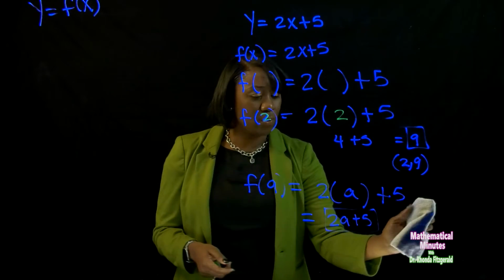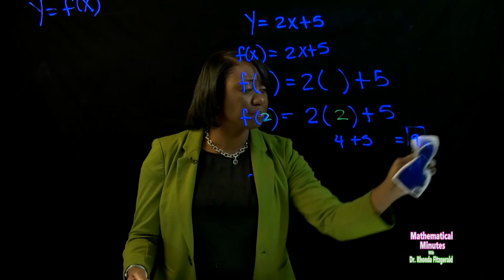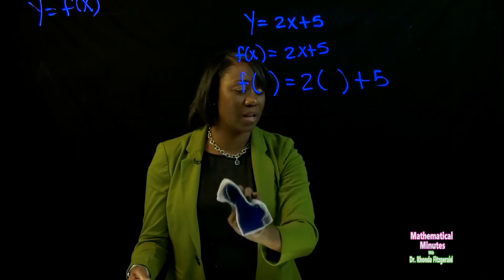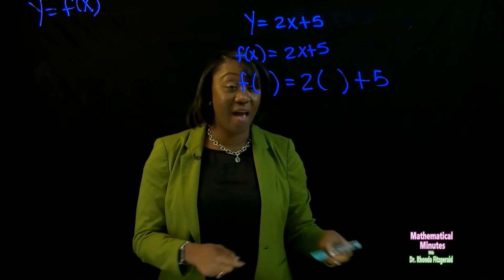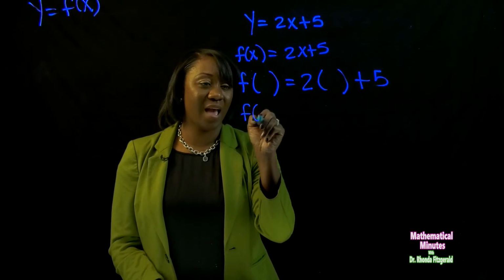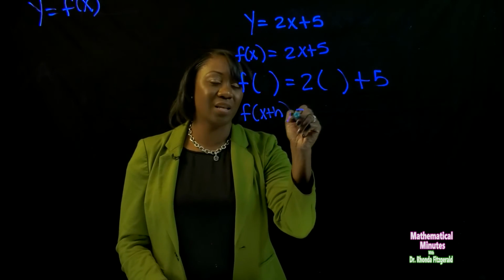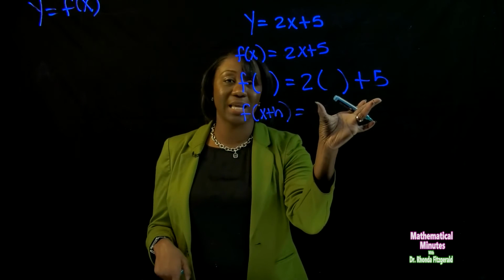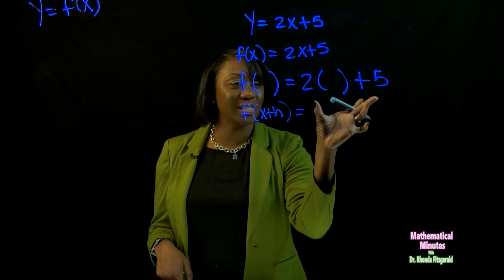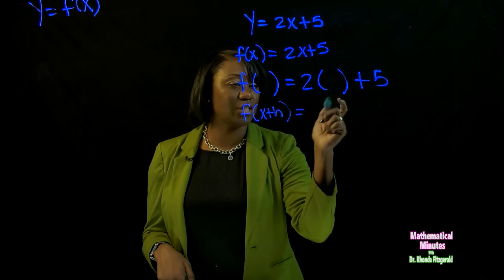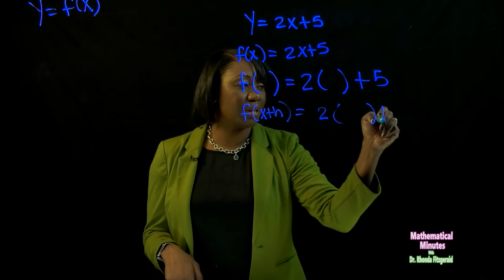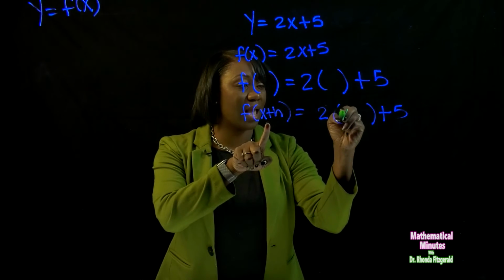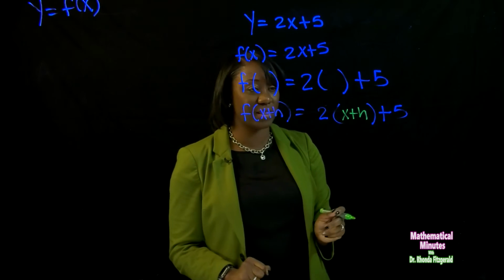Now, let's look at what if I wanted to find the value of something that looks a little bit more complicated. What if I wanted to find the value of f of x plus h? Now let's use the same strategy that we've been using, right? We're using the same function. So once again, I'm just going to copy down this side of my notation, right? So that's 2 parentheses plus 5. However, to find f of x plus h, it's just telling me that I want to plug in an x plus h in the parentheses.